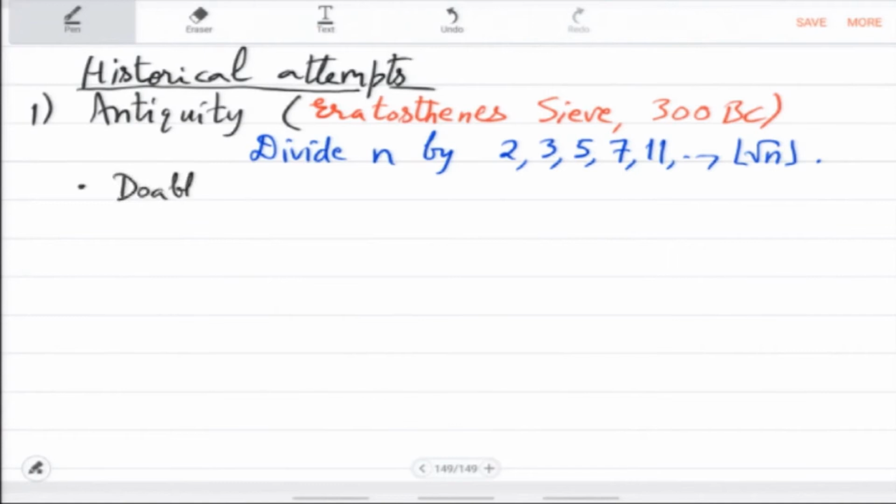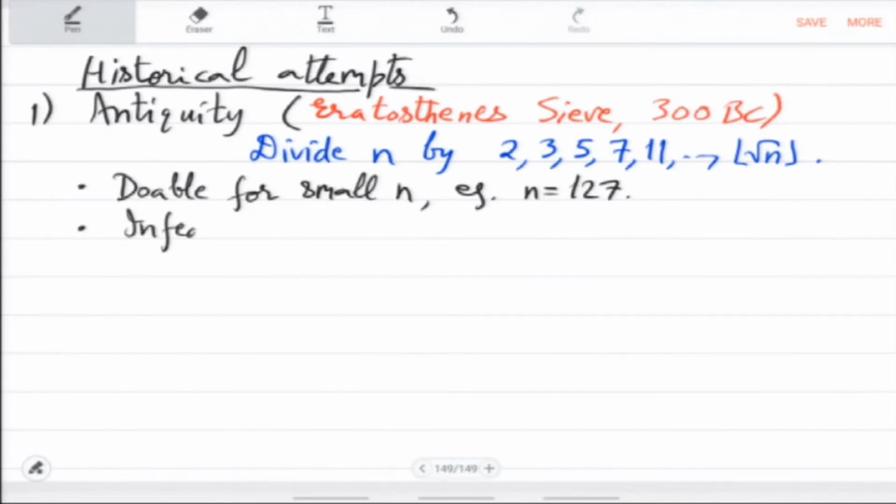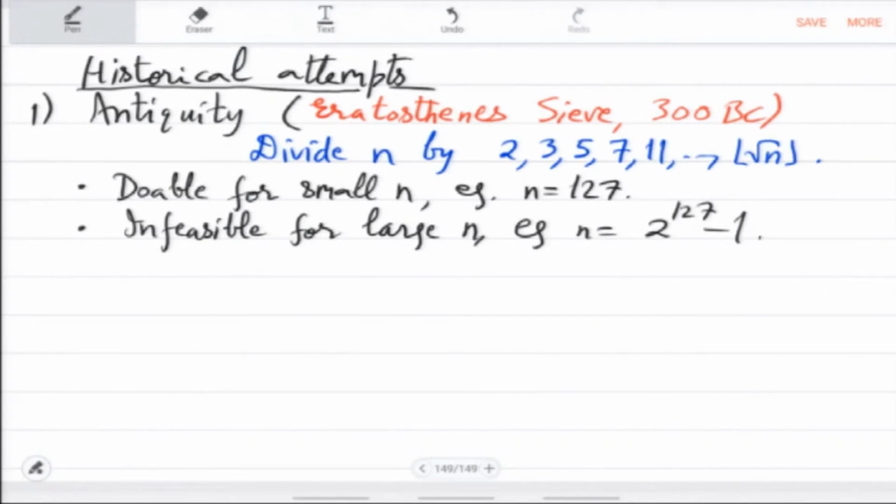So this is doable for small n. Example, n equal to 127. This is a good way to work by hand and find whether 127 is prime or not. But this is infeasible, even impossible for large n. Example, what if n is 2 raised to 127 minus 1, 127 bits. Okay, so now the number is so large that its square root is something like 2 raised to 63 or 64, and 2 raised to 63 steps is a lot of steps. Okay, this becomes actually impossible in practice.